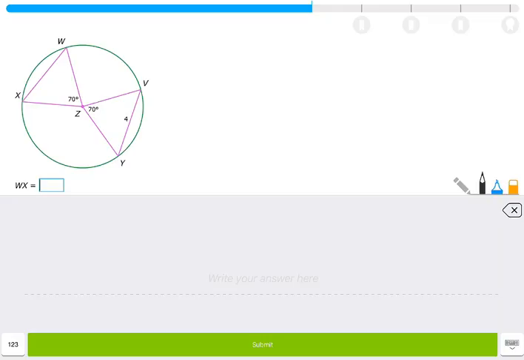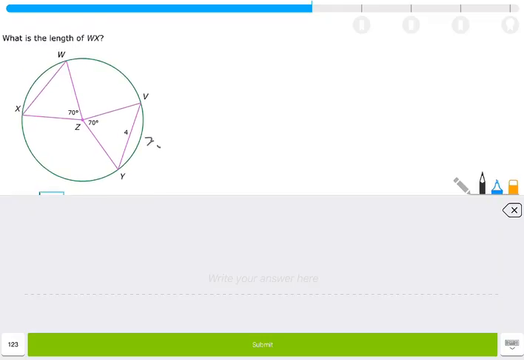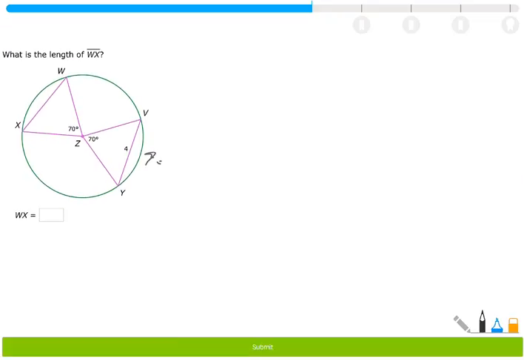Okay, so we have a central angle of 70, which means this is 70 here. We're looking for the length of line segment WX. Well, these are congruent, so it must be 4.